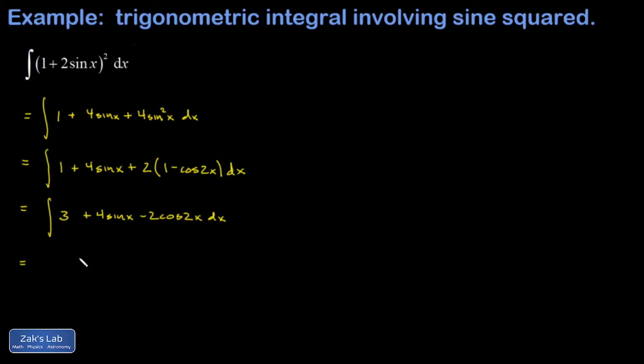So the antiderivative of 3 is 3x. The antiderivative of 4 sine x, well, the 4 is a spectator there. And the thing I differentiate to get the sine function is negative cosine. So I have negative 4 cosine x.